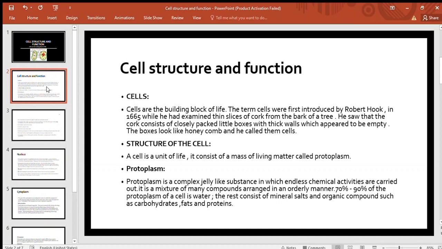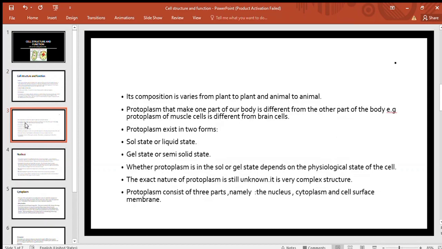70 to 90% of the protoplasm is water. The rest consists of mineral salts and organic compounds such as carbohydrates, fats, and proteins. Its composition varies from plant to plant and animal to animal. The protoplasm that makes one part of our body is different from another part of the body. For example, the protoplasm of a muscle cell is different from that of a brain cell.